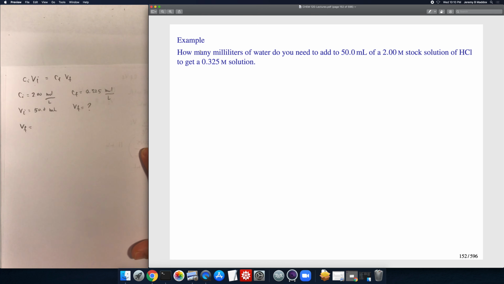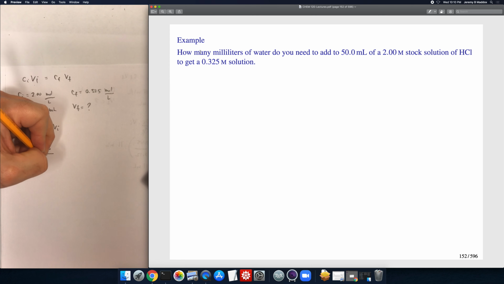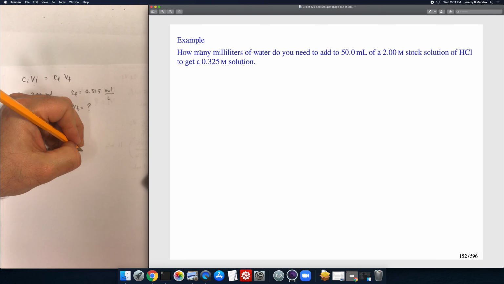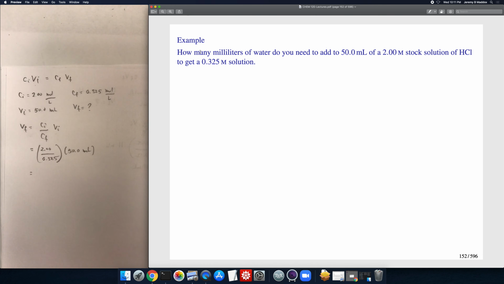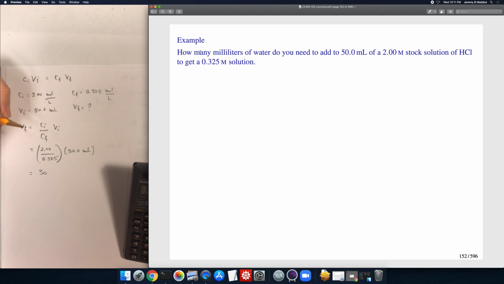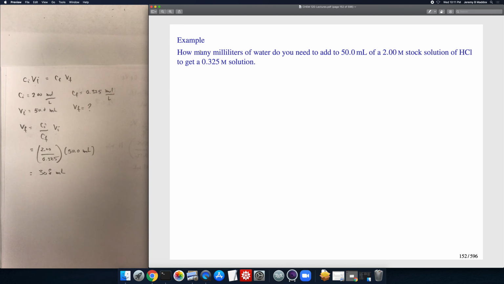So VF is going to be equal to CI over CF times VI. And I'm going to plug in the numbers. So we'll have 2.00 divided by 0.325 times VI. And so I'm getting 307, we'll round it up to 308 milliliters. That's the final volume of the solution. But that's not what the question asks.